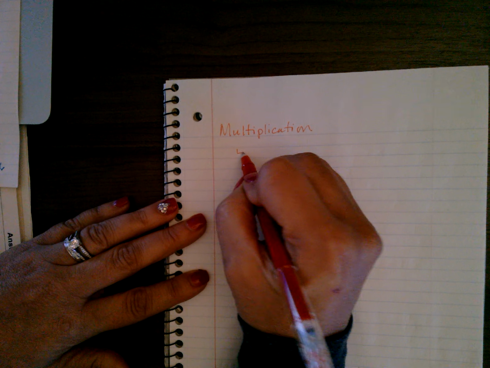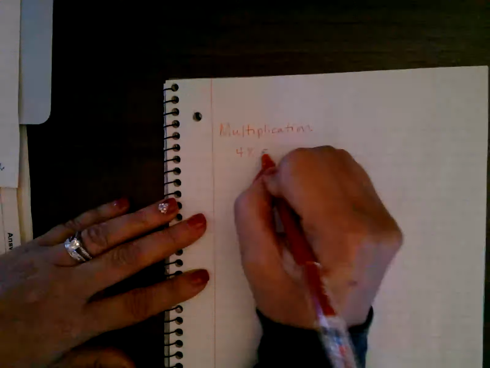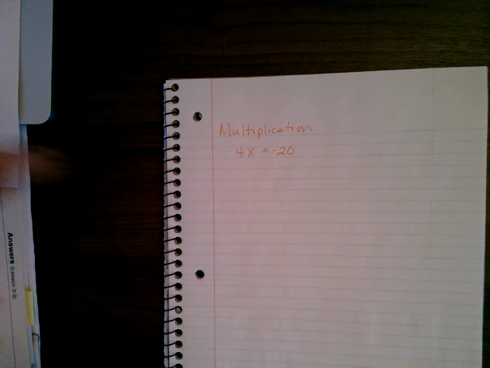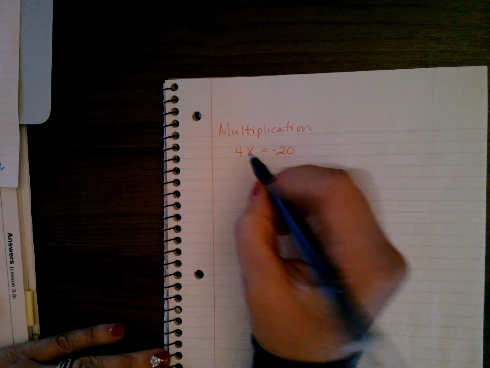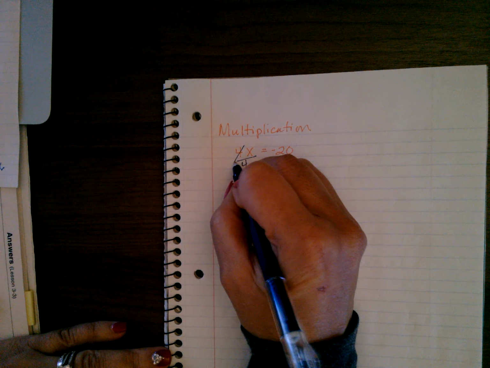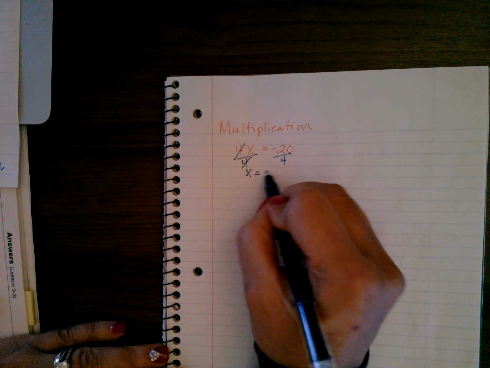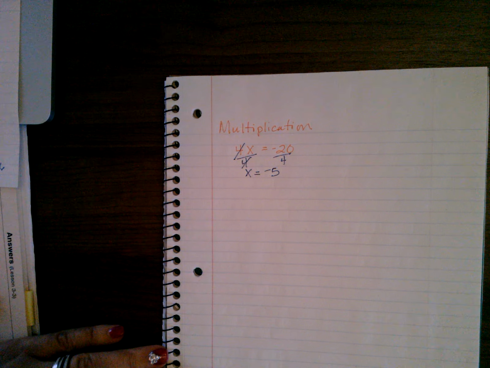A number written next to a variable means multiplication. To isolate the variable, I would have to divide. 4 divided by 4 is 1, so I'm left with 1x. And negative 20 divided by 4 is negative 5.